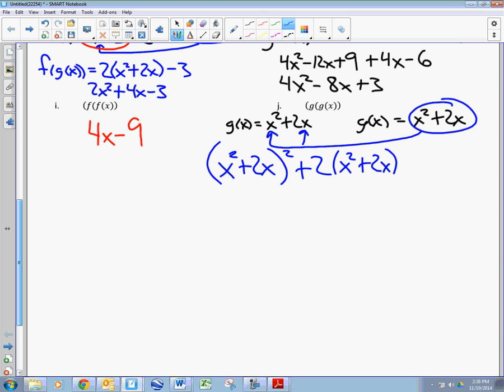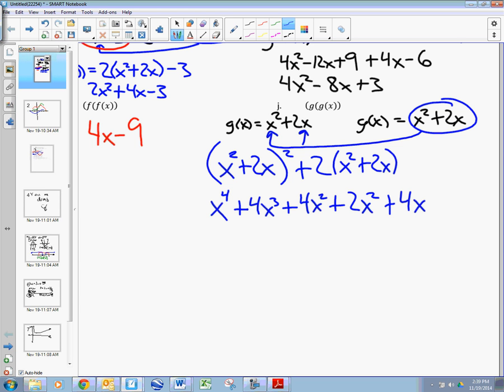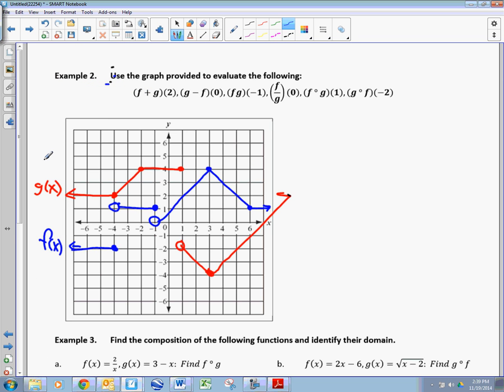X squared plus 2x. When we square that, we get x to the fourth. Then when you FOIL this out, you have x squared times 2x, which is 2x to the third, and then 2x times x squared, which is another 2x to the third. That gives you 4x to the third. 2x quantity squared is 4x squared. 2 times x squared is 2x squared. And plus 4x. So 4x squared and 2x squared makes 6x squared. Okay, please copy the shape down.